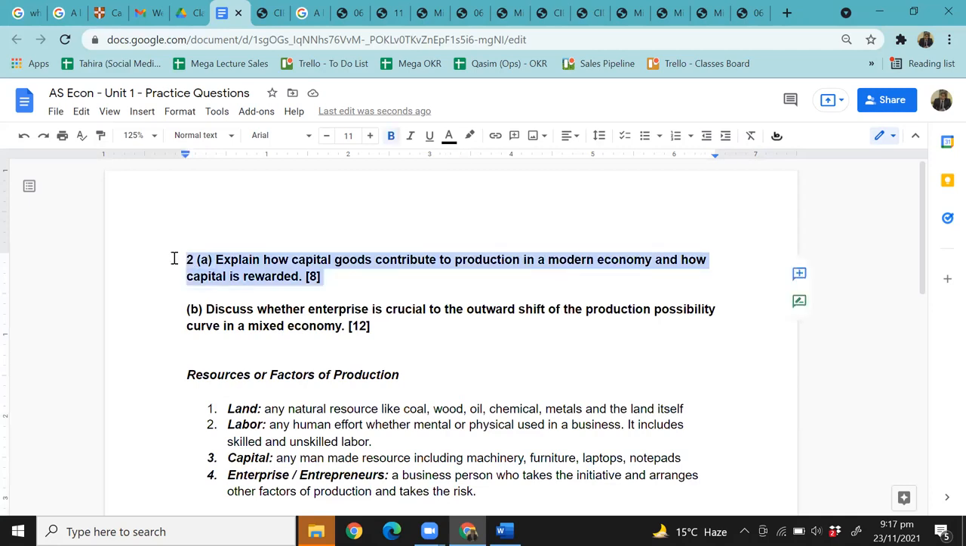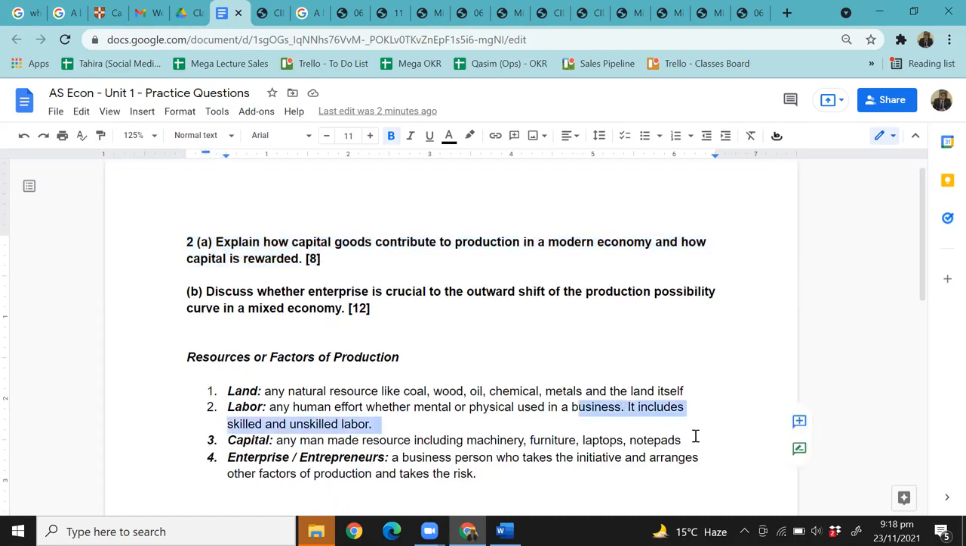So for this question for 8 marks that says how capital contributes, the first thing that you will do, what will you do? Now let's assume you're sitting in an exam and this is the question in front of you. How will you arrange, how will you write the answer to this question? That's what I'm asking. So the first thing that you have to do is to define what capital is. So capital is any man-made resource, right? And you can give some examples, that always helps, that is used in the production process, right?